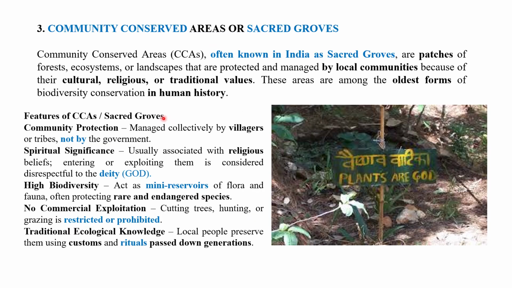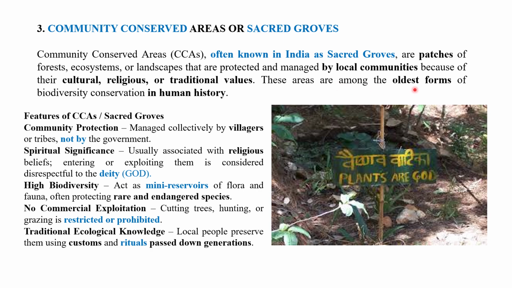Next, we can see the third one, the community conserved areas or sacred groves. Community conserved areas, CCAs, often known in India as sacred groves, are patches of forest ecosystem and or landscapes that are protected and managed by the local communities. They worship the trees, they worship the patches of this area because of their cultural, religious or traditional values.